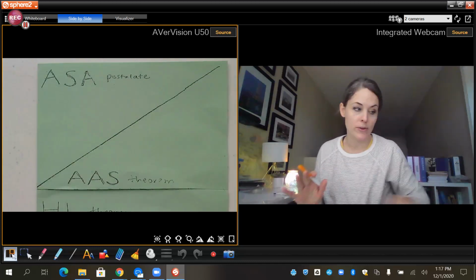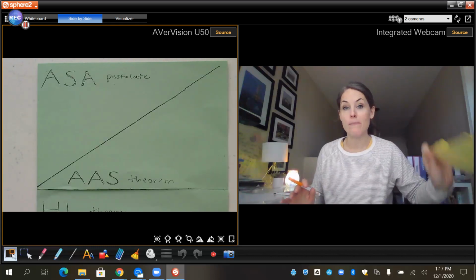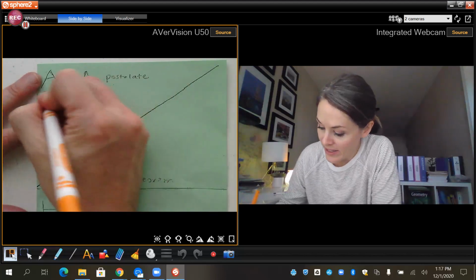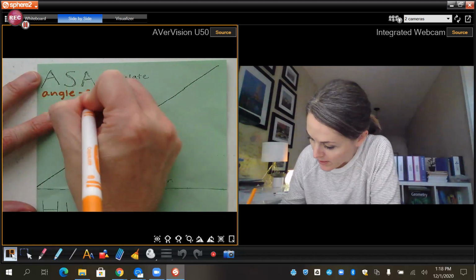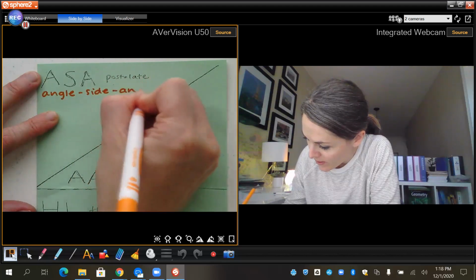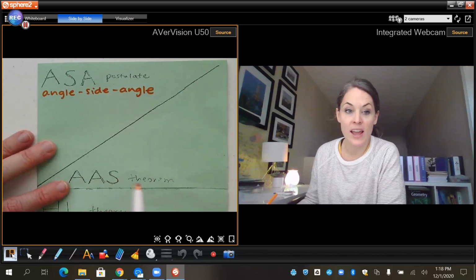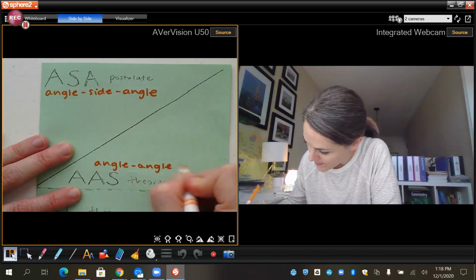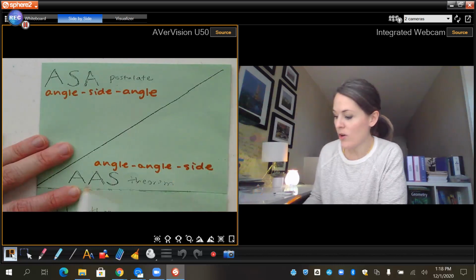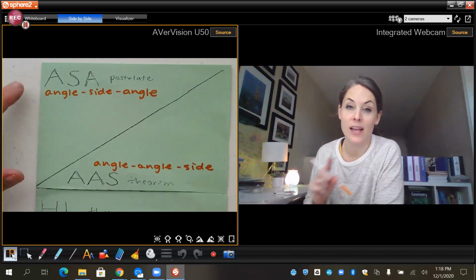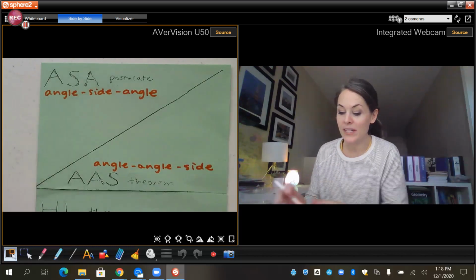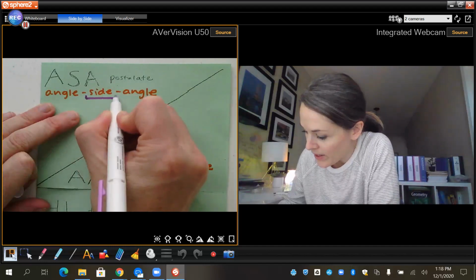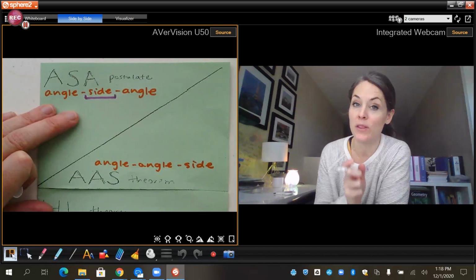I'm not going to write this out in words. I'm just going to show you in picture format. So angle, side, angle, or ASA, stands for angle, side, angle. And AAS stands for angle, angle, side. Okay, so you'll notice there are two sets of angles and one set of sides. The biggest difference is the placement of where the side is located. So notice how in this one, that side is directly between those two angles.